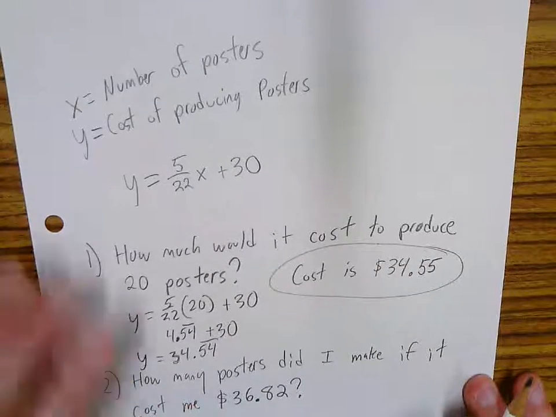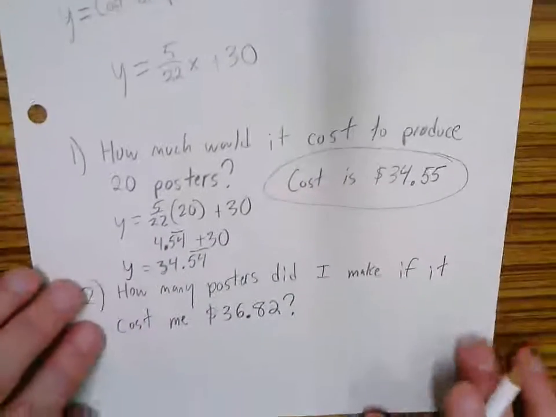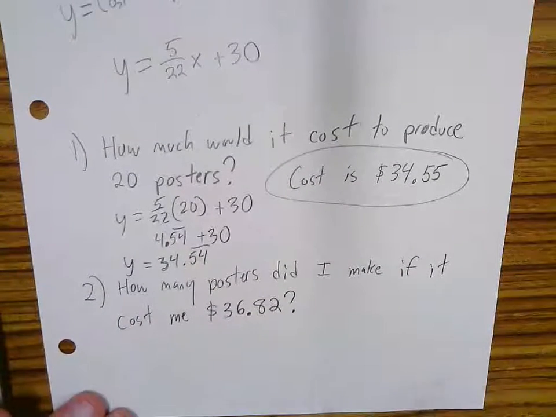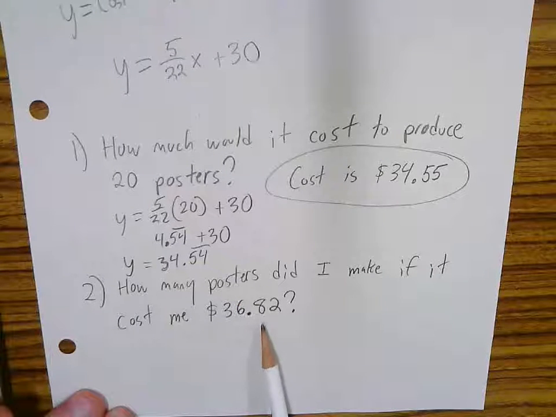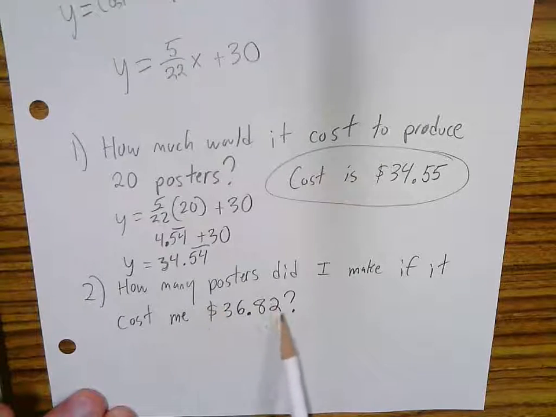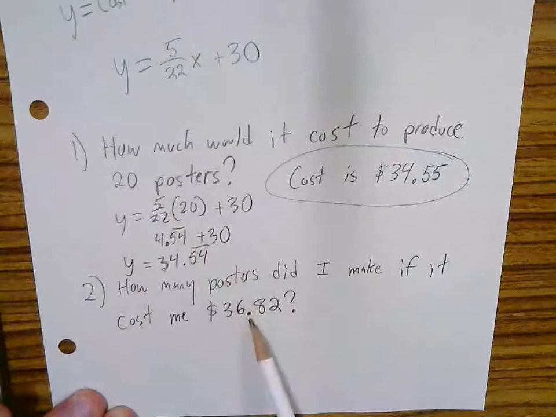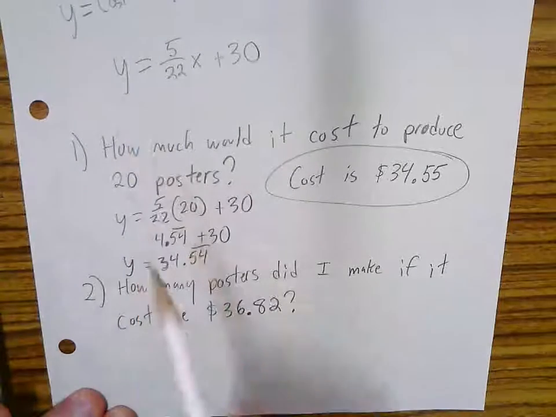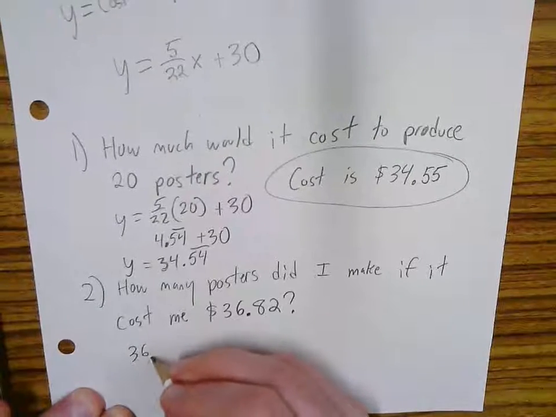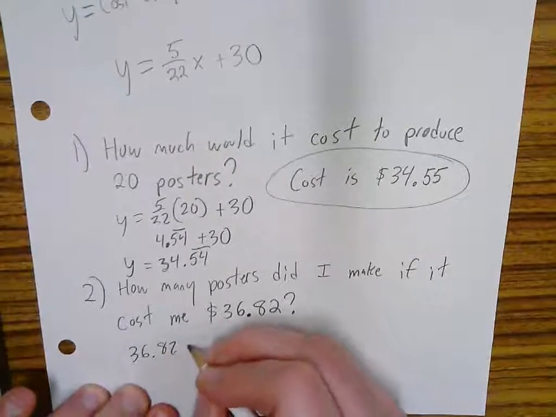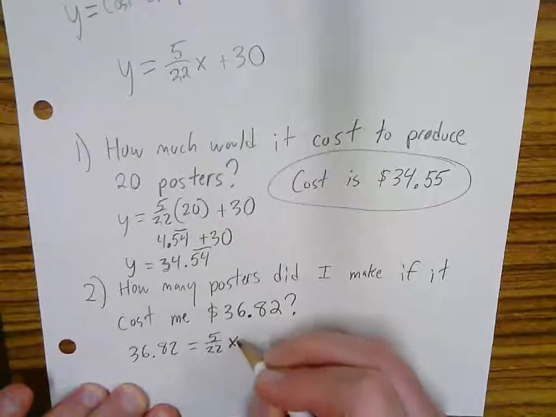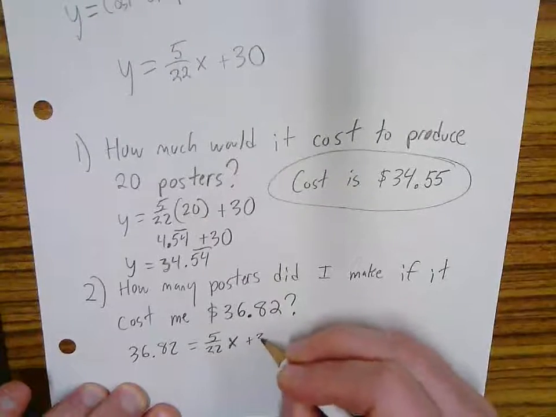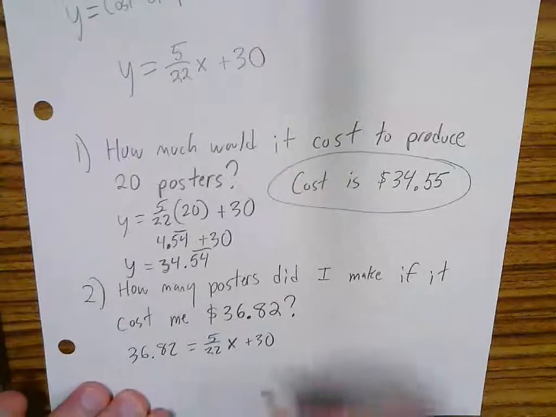Okay. What if instead of asking for the cost, this time I'm told how much it cost me, and I'm trying to find out how many posters I made that actually made that cost? Well, this time they're telling me the Y of the equation, the cost, and I need to find out the X. So instead of Y, I'm going to plug in $36.82, and that's going to equal 5 over 22 times X, I don't know what X is, that's what I need to find out, plus the 30. Okay, so now I need to solve for X.